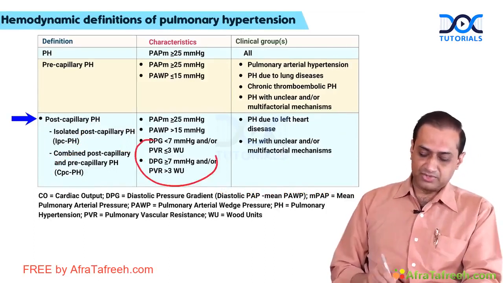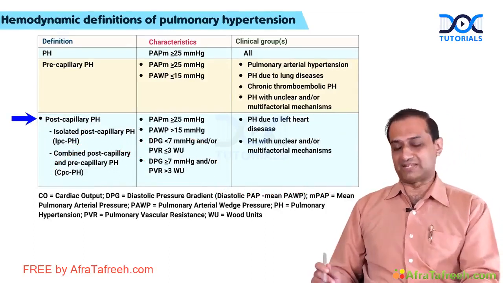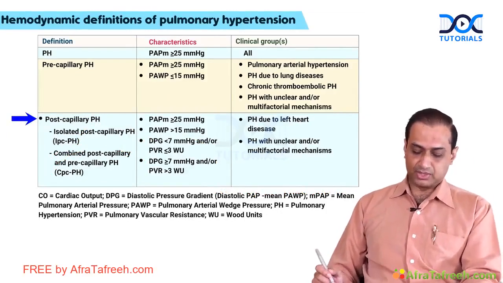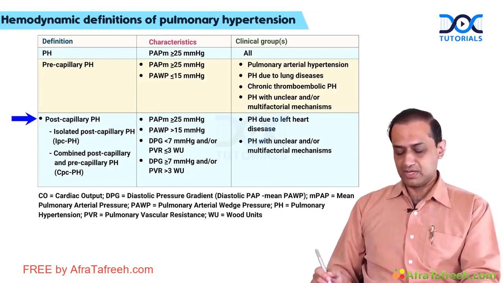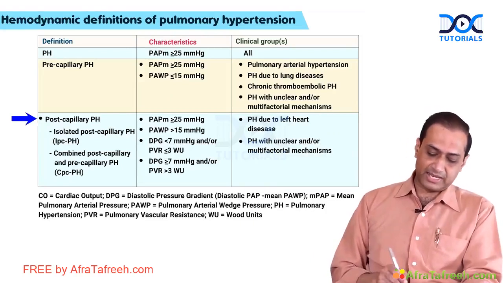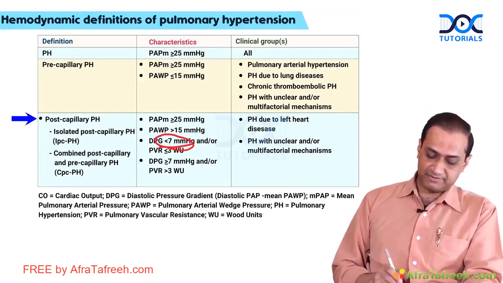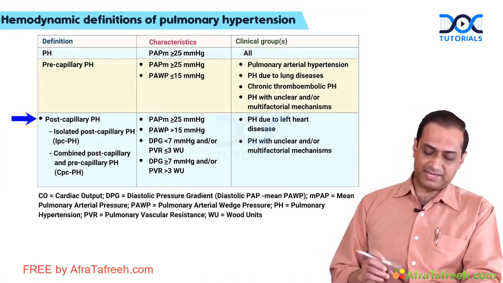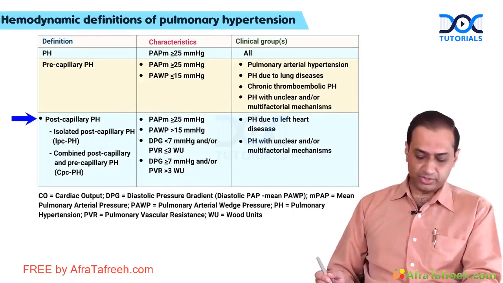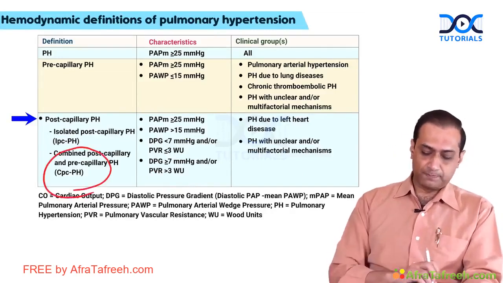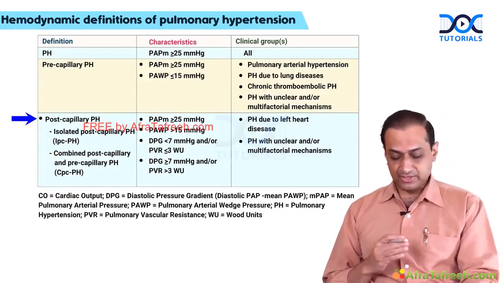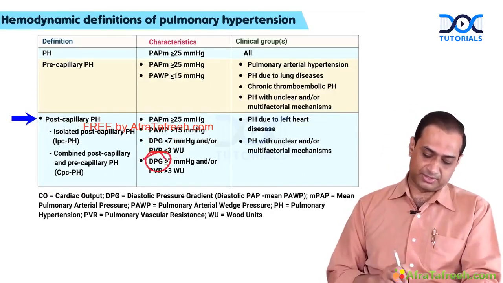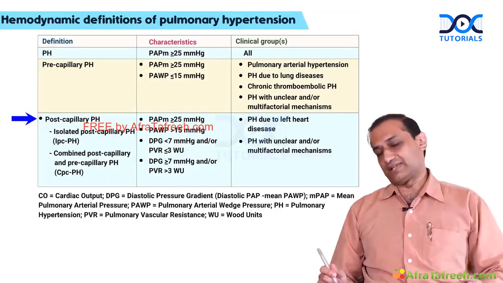Now, these can be differentiated based on assessment of pulmonary vascular resistance and also by looking at the diastolic pressure gradient, which is diastolic PA pressure minus mean PA wedge pressure. If that gradient is less than 7, it's called isolated post-capillary. If the gradient is more than 7 and pulmonary vascular resistance is more than 3 Wood units, then you call it combined. So, post-capillary can be isolated or combined, which can be defined by looking at the diastolic pressure gradient and pulmonary vascular resistance.